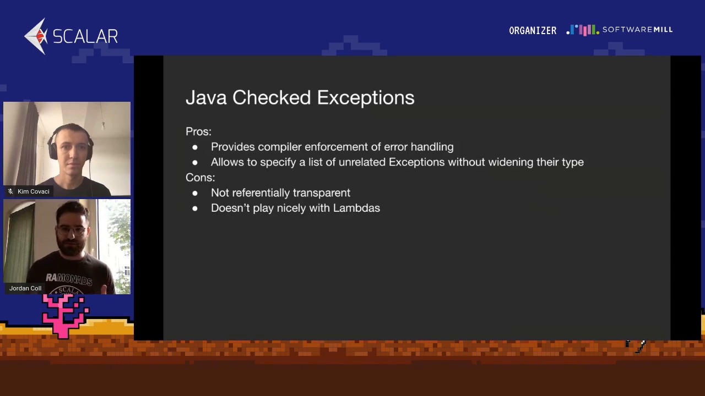So another thing to note is that for whatever reason, Java's Function interface doesn't have a throws clause. This means that checked exceptions can't be thrown from lambdas. But this ability to make a list of unrelated exceptions without widening them to a common supertype, without just saying, oh, Exception, I don't know what this is, is pretty useful and pretty powerful. Well, Dotty is introducing an even more featureful version of this with union types.